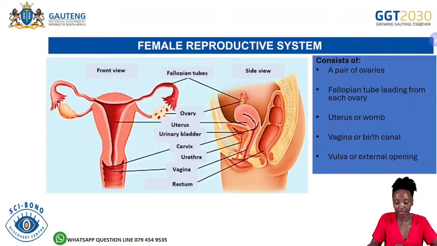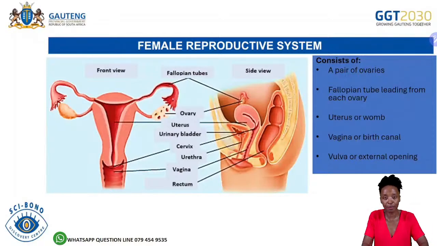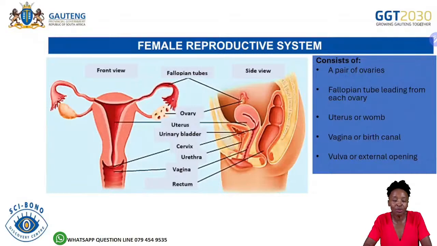The next part is the female reproductive system. With the female reproductive system, again, we're looking at the same thing, the front view and the side view. It's very important to know the front view and the side view. So this is the front view and this is the side view. With the front view, we're looking at the parts that you need to know as a grade 12 learner according to the exam guideline.